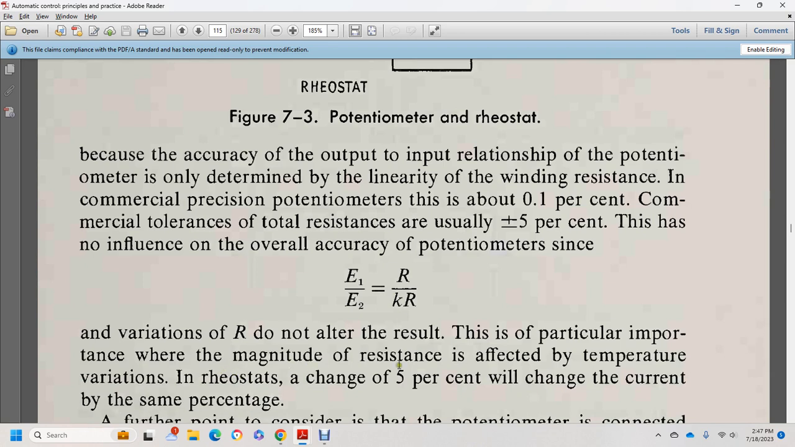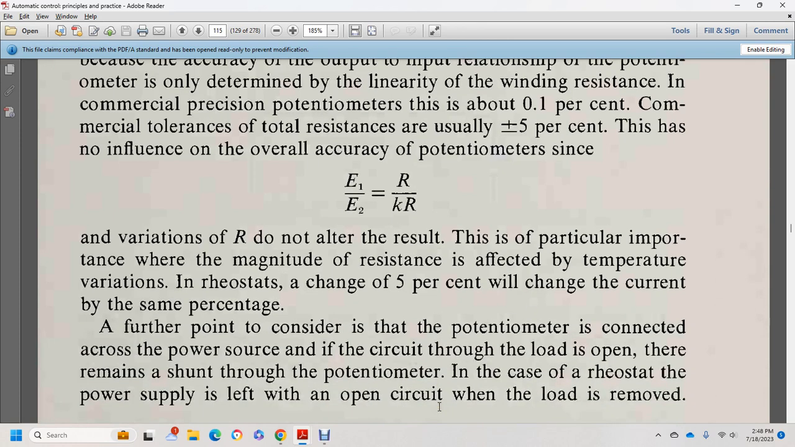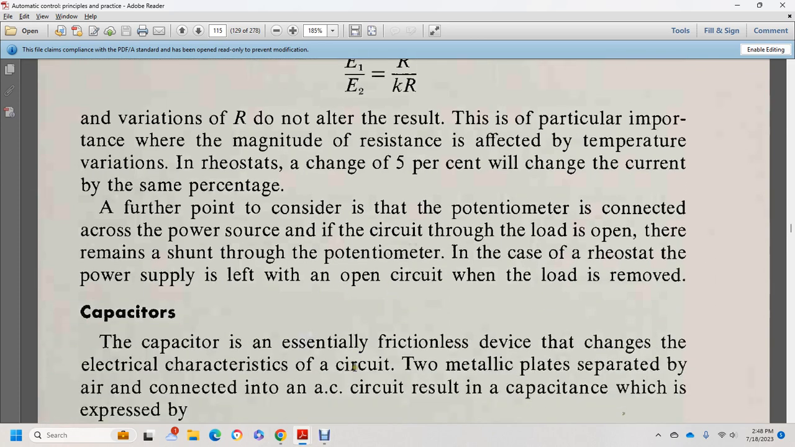Of particular importance is that the magnitude of resistance is affected by temperature variation. Rheostats change by 5%, and the current will change by the same percentage. A further point to consider: the potentiometer is connected to the power source, so the energy through the load is open. Therefore, with the remaining shunt through the potentiometer, in this case the rheostat, the power supply is left with an open circuit when the load is removed.